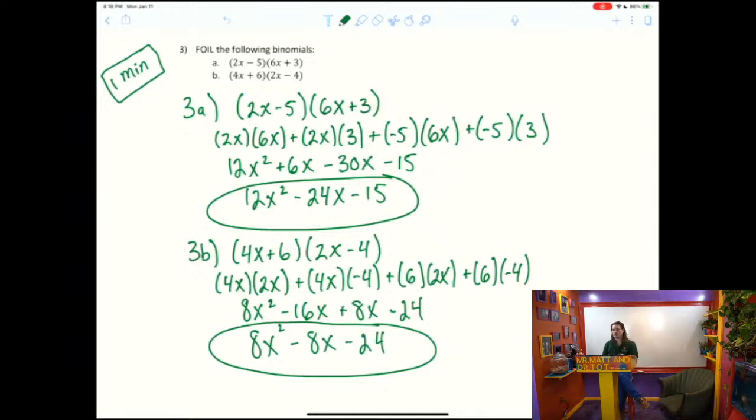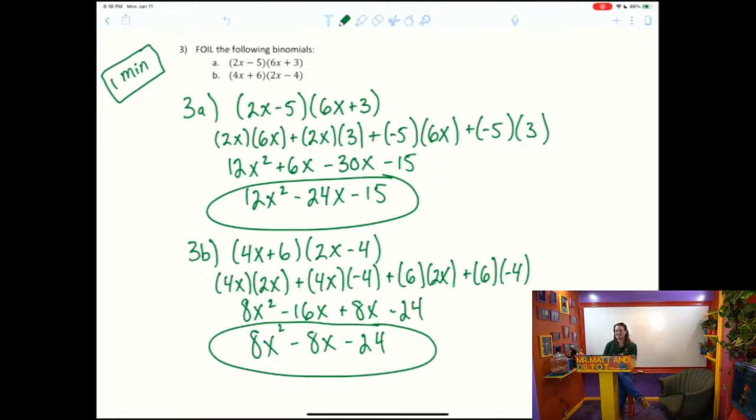Okay, so for number 3, or 3a, first times first would be 2x times 6x. Outer times outer would be 2x times 3. Inner times inner would be negative 5 times 6x. And last times last would be negative 5 times 3.